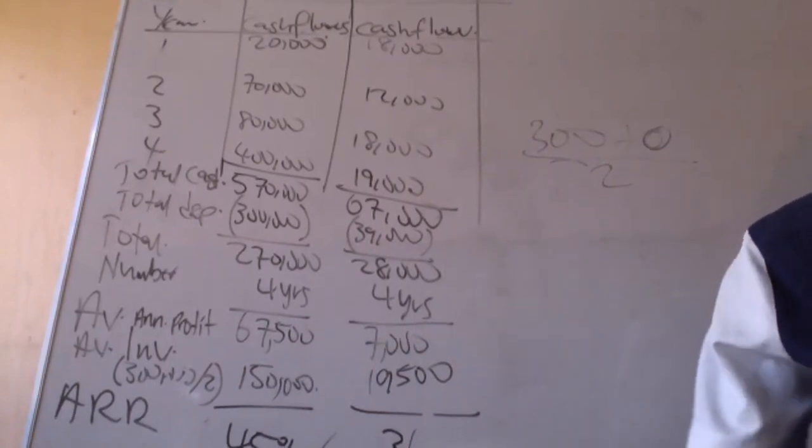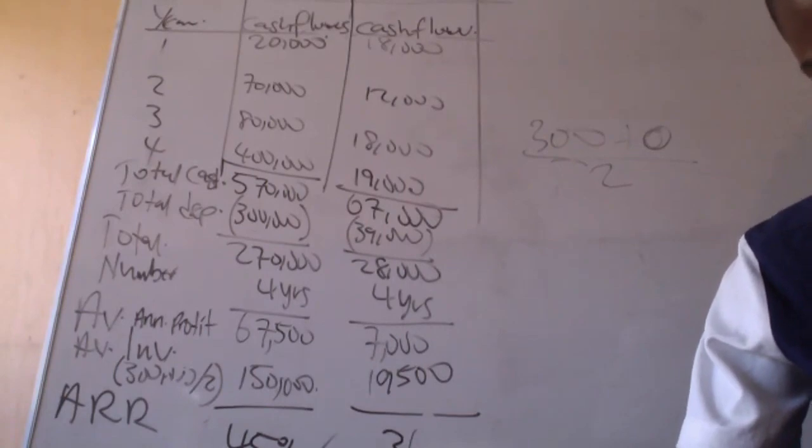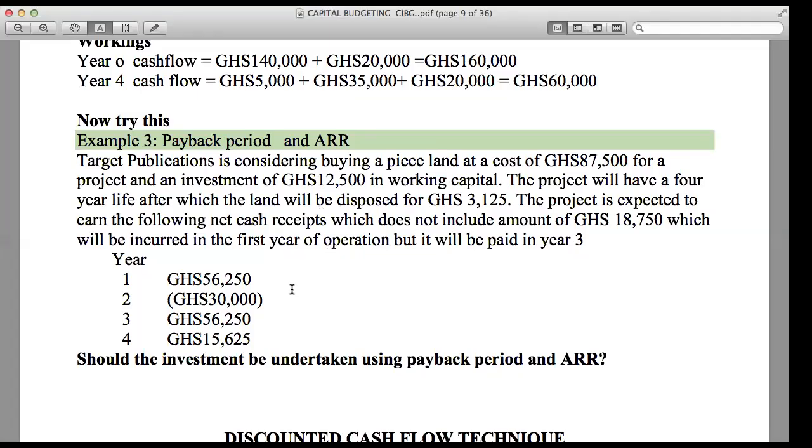Example 3. So here it comes. This is a question. Now try this. Payback period and accounting rate of return. Target publications. Only 10 minutes. It means 5 minutes for payback and 5 minutes for accounting rate of return. Start work. Let me know when you are done. If you are watching the video, kindly pause the video and solve it before you continue.